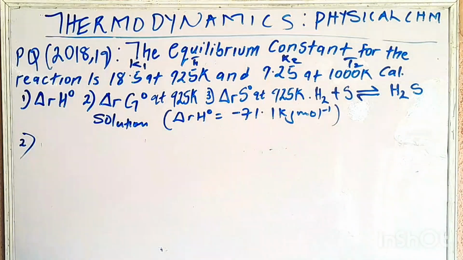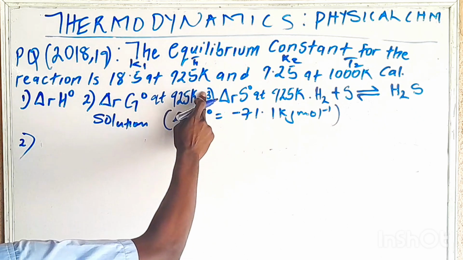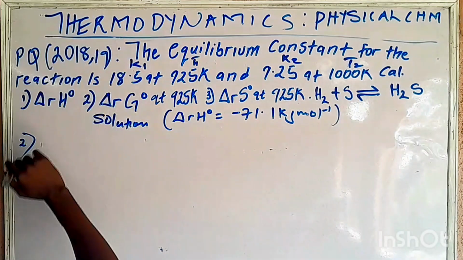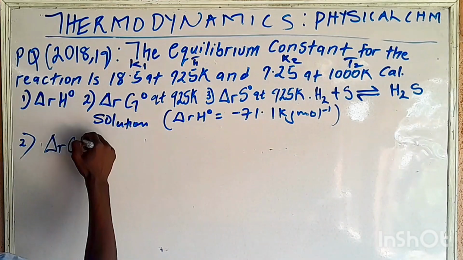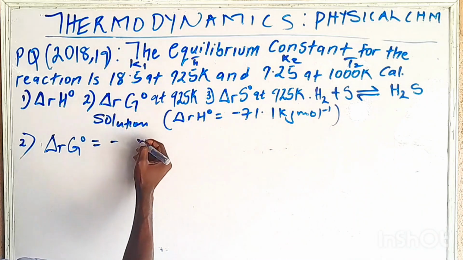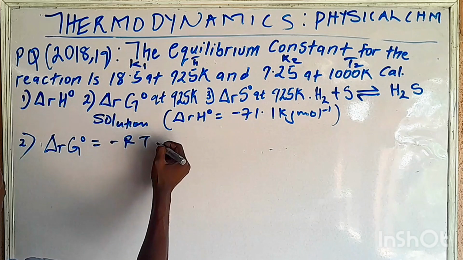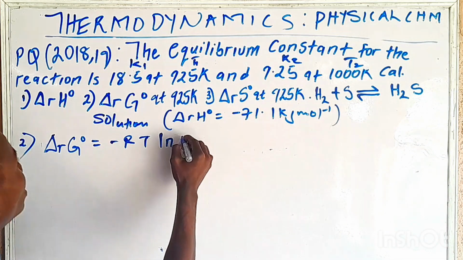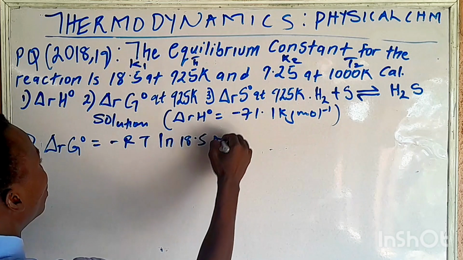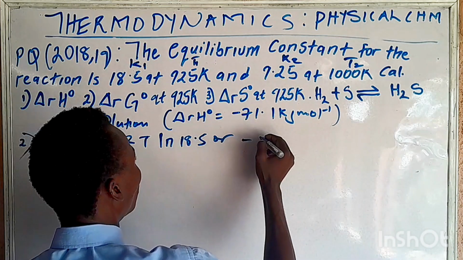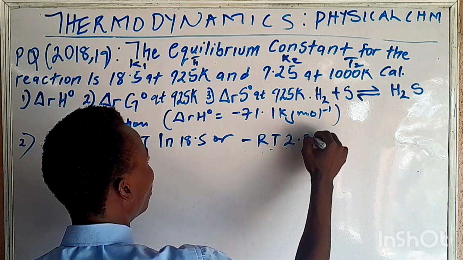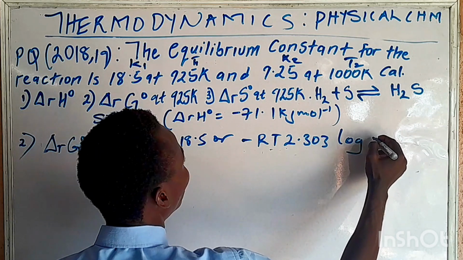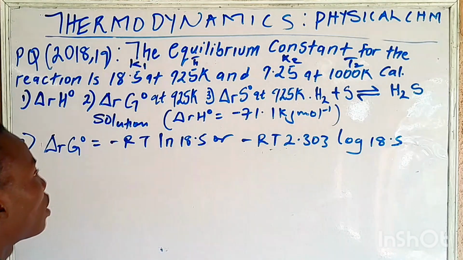So for the free energy, here we go. When the temperature is 925 Kelvin, the constant is 18.5. So which formula are we going to use here? The formula is R followed by T followed by ln. Take note of that. If you make use of ln, that will be ln of 18.5. So this formula is equivalent to minus R followed by T followed by 2.303, then followed by log of 18.5.